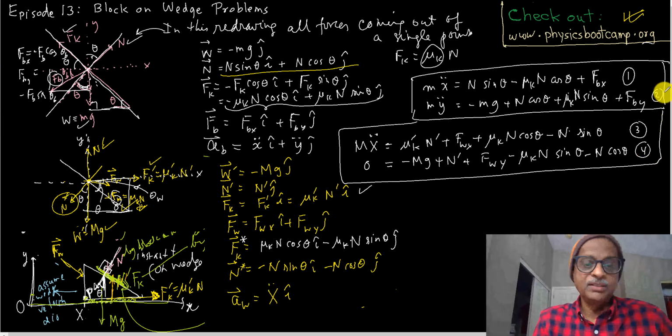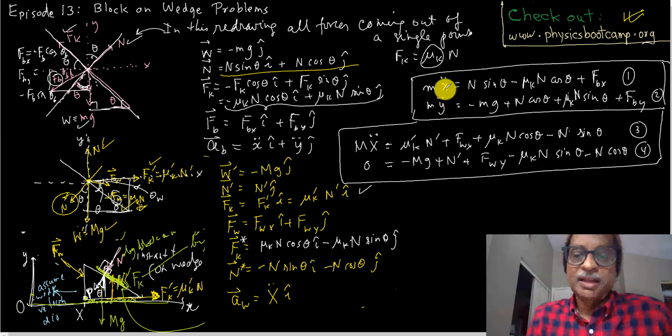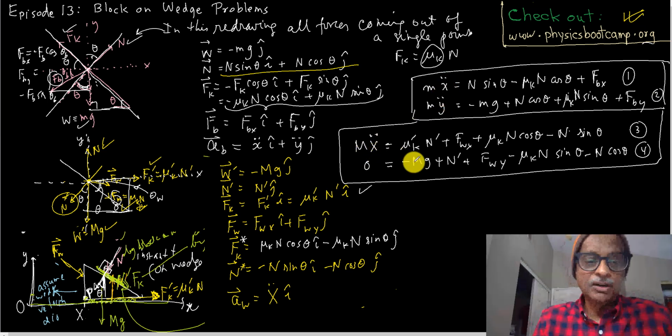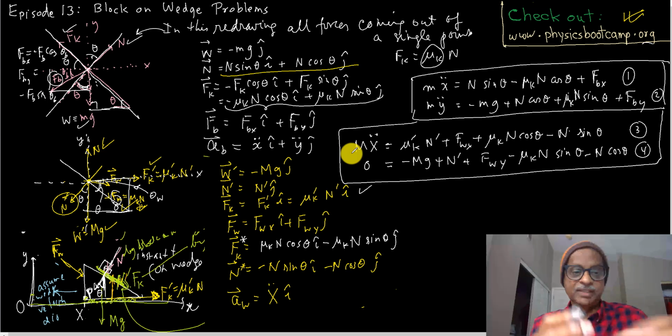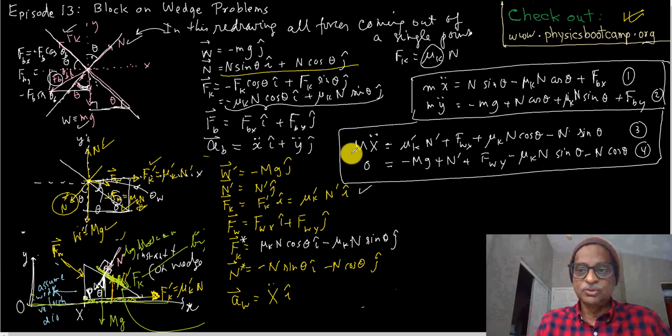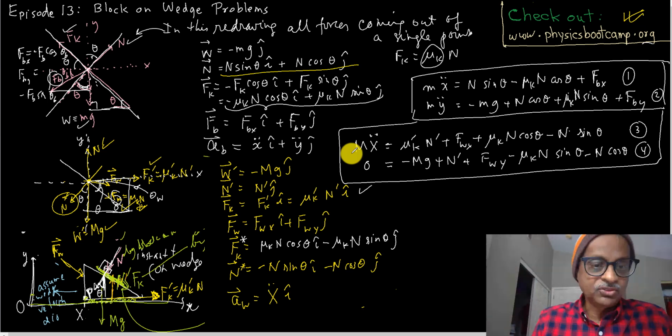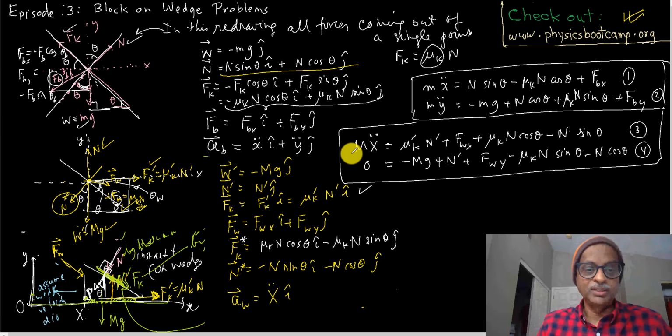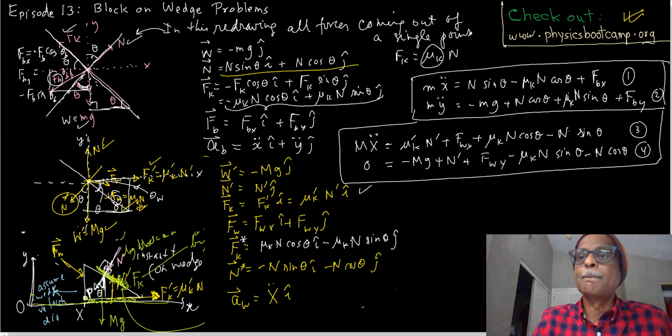However, when you look at this, this x and x dot are not independent. They're related to each other. So there's a geometric constraint, and we are going to address that.